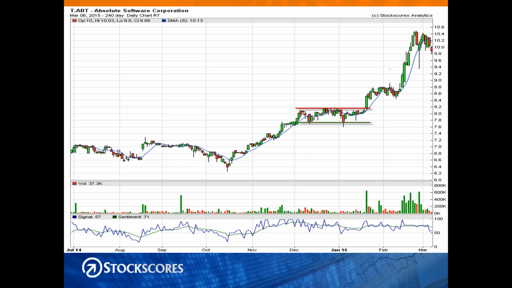Here's a rectangle consolidation. There's the break from that sideways trading. Investors agree that this stock is worth between $7.80 and $8.20, and then one day some people are willing to pay $8.50. That tells us something.